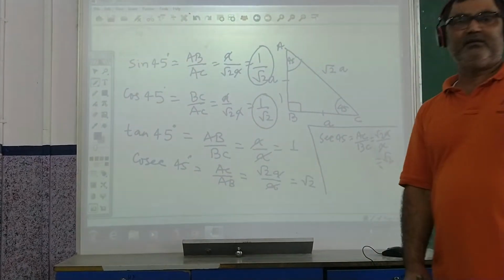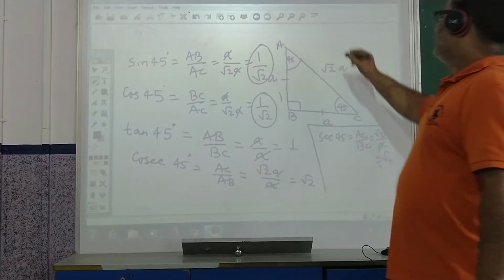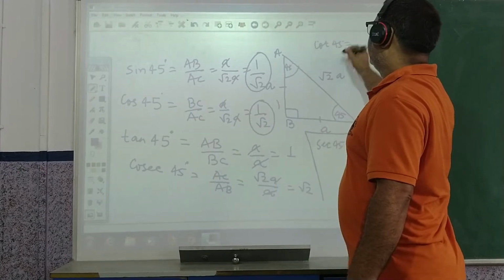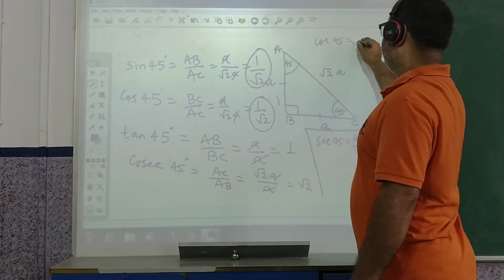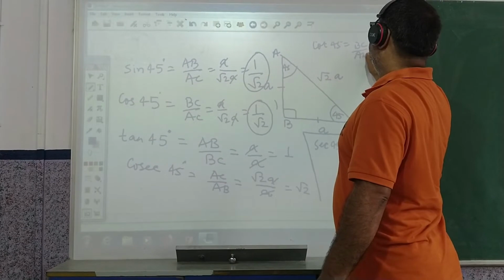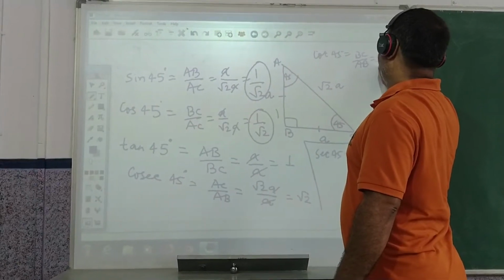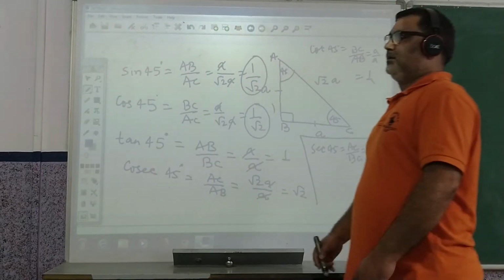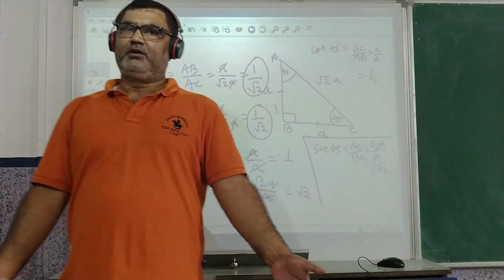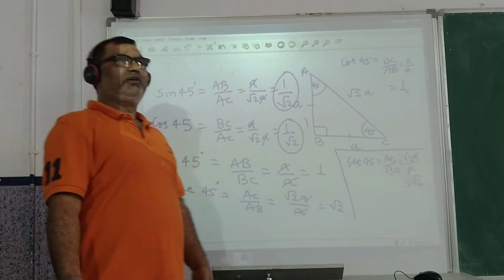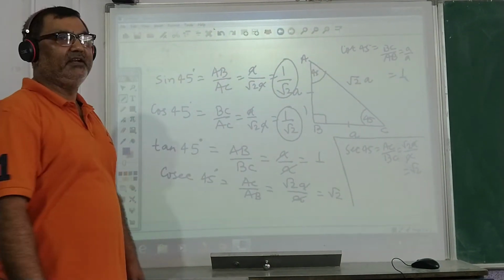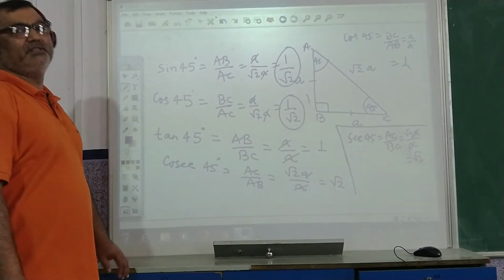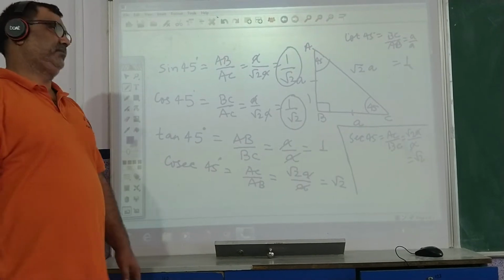Tan 45 is 1, so cot 45 is 1. Can I write B by P, that is BC by AB, that is A by A? So 1. So now we know the values of 45: sin 45, cos 45, cosec 45, sec 45, tan 45, cot 45.